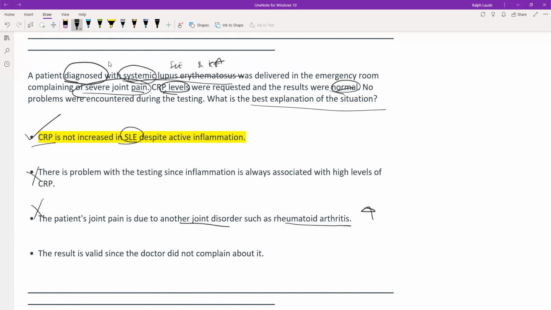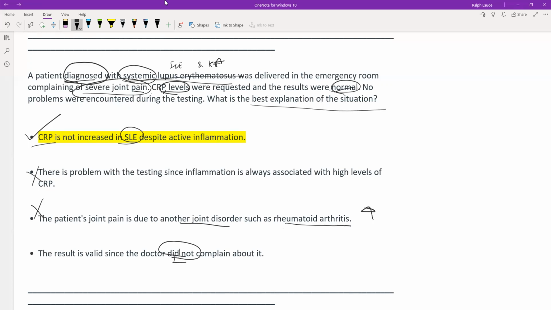So this is not it. The result is valid since the doctor did not complain about it. The doctor did not complain most likely because they already know the patient is diagnosed with SLE. It doesn't mean that because they did not complain, there is no problem with the procedure.